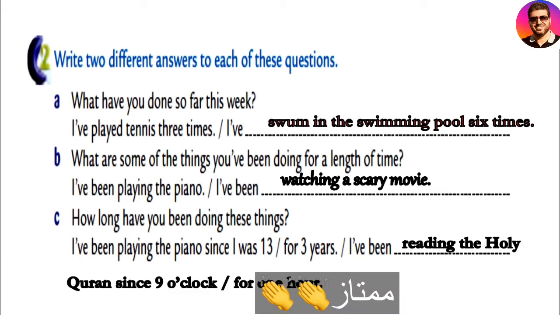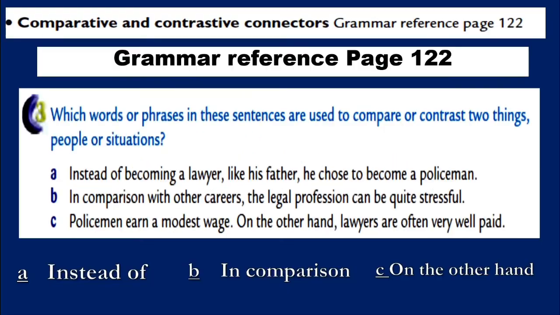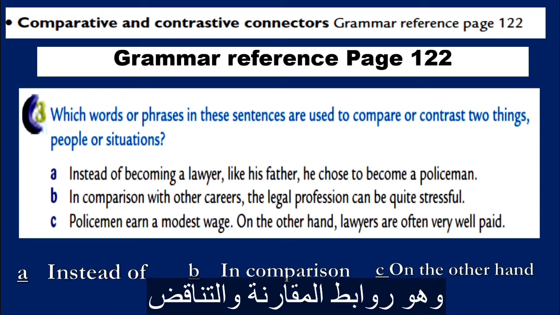Excellent, excellent. You've done a good job here. Thank you. You can say, as Ibrahim, I have been reading the Holy Quran since 9 o'clock for an hour, and so on. Okay, so this is the correct way to do these examples. All right, now let's move on to the second part of our lesson for today. It's the comparative and contrastive connectors.